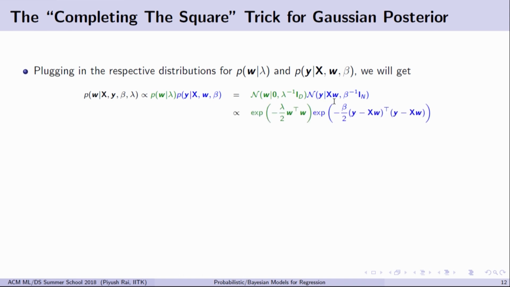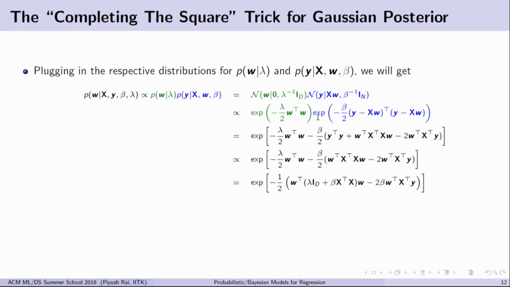Once we plug in, the first term is this green one. This is the prior distribution. The blue term will look something like this. This is the likelihood term, right? All we have to do now is basically multiply these two things, arrange the terms in a certain way, and then try to identify this as exp of minus half W minus something transpose sigma inverse W minus something. That is all we will do. So we'll just multiply these things and arrange terms in a certain way.